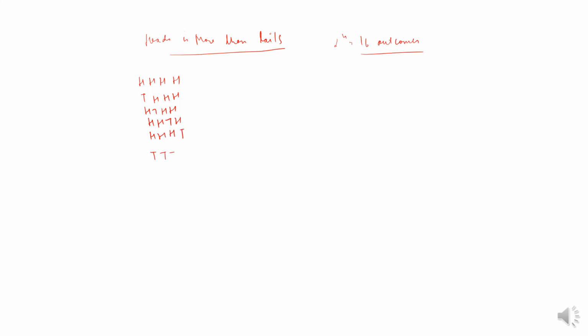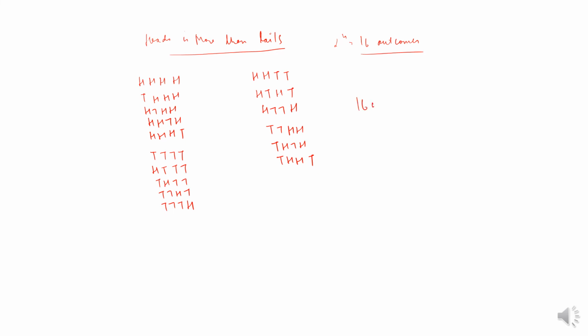Similarly, I can have all tails, and then one head: head, tail, tail, tail; tail, head, tail, tail; tail, tail, head, tail; and tail, tail, tail, head. Now we can have head, head, tail, tail also, right? Then we can traverse this: head, tail, head, tail; head, tail, tail, head. Similarly, I can have tail, tail, head, head also. Then I can traverse: tail, head, tail, head; tail, head, head, tail. So how many? 1, 2, 3, 4, 5, 6, 7, 8, 9, 10, 11, 12, 13, 14, 15, 16.